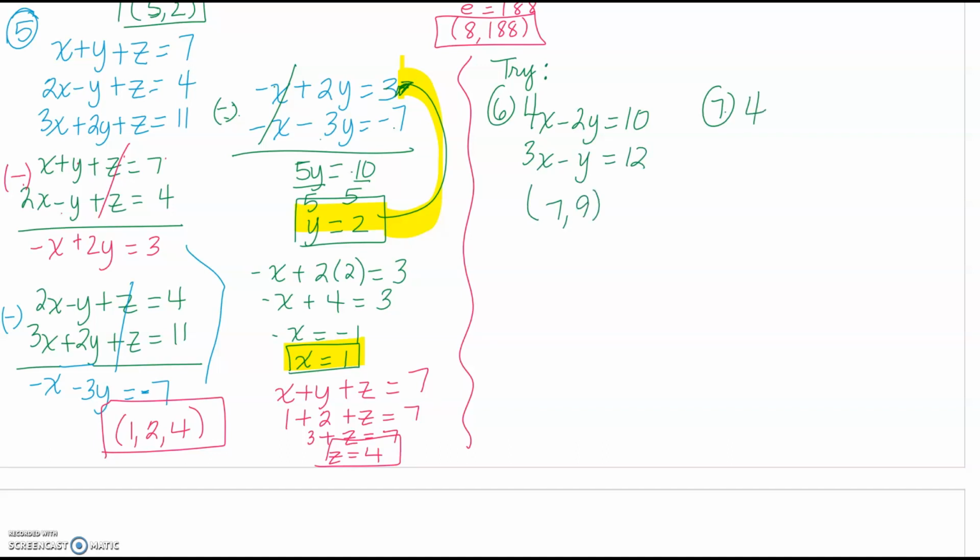The next one I want you to do is 4w minus 4z equals negative 8 and negative 3w plus 5z equals 0. Your solution will be negative 5, negative 3. So w is negative 5, z is negative 3. Okay, so you may want to pause the video and try those.